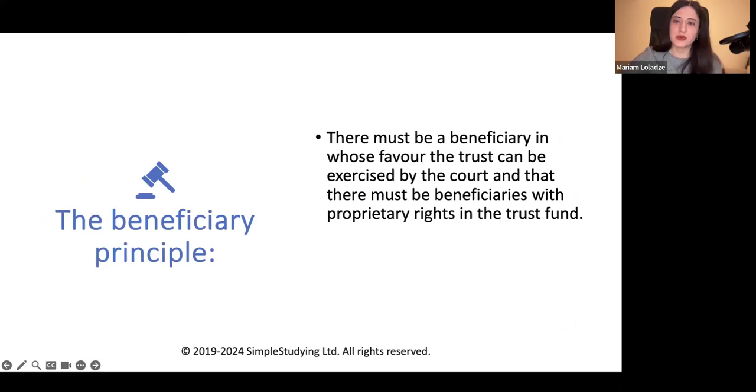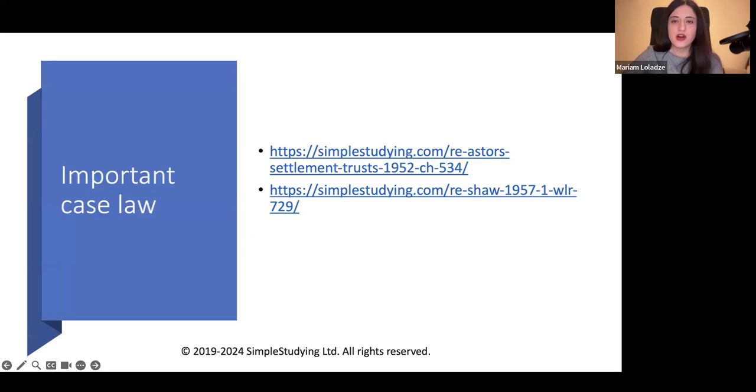The beneficiary principle. There must be a beneficiary in whose favor the trust can be enforced by the court, and there must be beneficiaries with property rights in the trust fund. A trust without a beneficiary cannot exist unless it's charitable. There are many important cases that you need to remember about this topic, but most important are Re Astor's Settlement Trust and Re Shaw. I believe these are some of the most important cases. I have put the links here. We have case summaries for these cases.